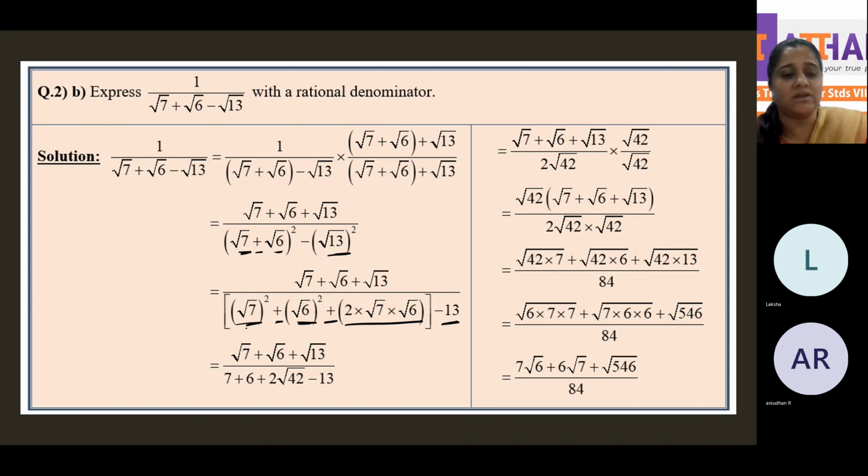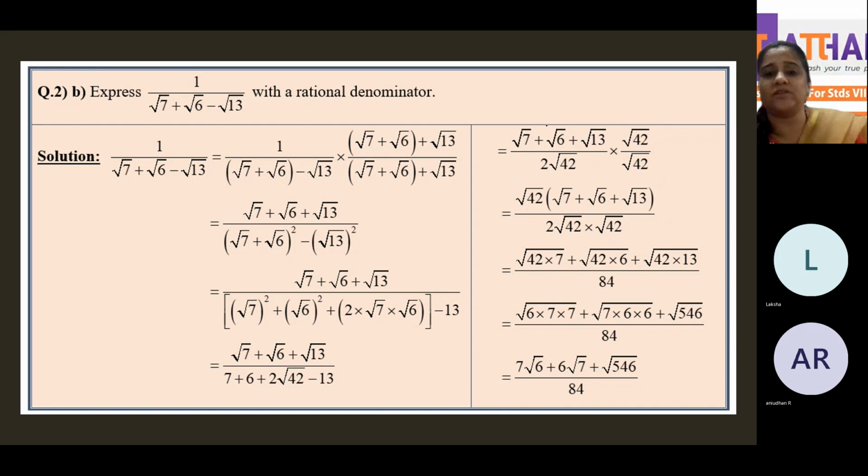Now, next step, what will happen? This is 7, this is 6, 2 root 42. 7, 6, 2 root 42 and minus 13. 7 plus 6 is 13. 13 minus 13 gets cancelled, 0. So you have only 2 root 42. See, it's exactly like the earlier one. Then the rationalizing factor is root 42. So multiply and divide by root 42.